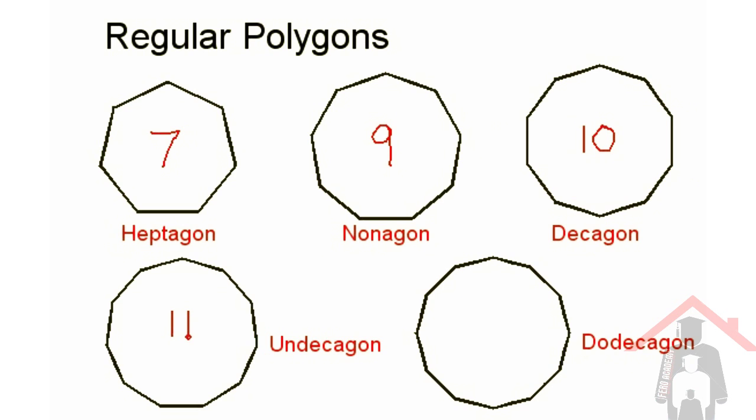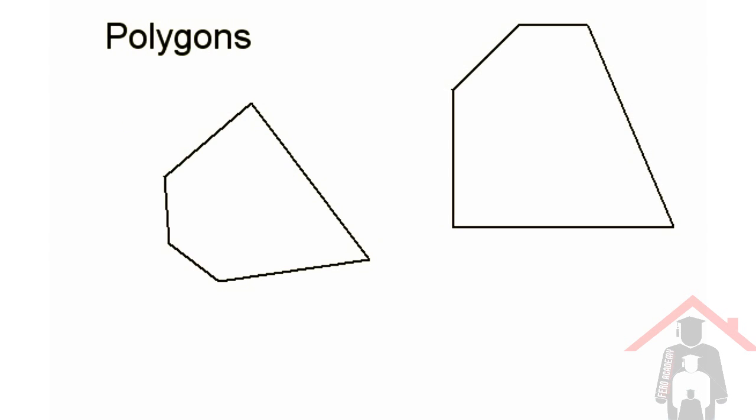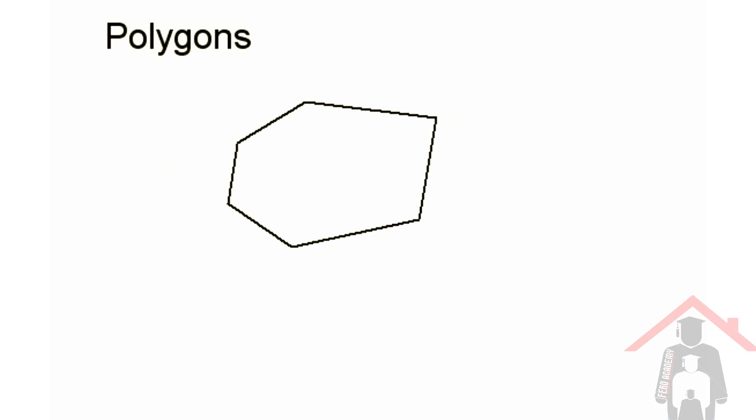An 11-sided shape is an undecagon. A 12-sided shape is a dodecagon. These are both irregular polygons because not all the sides and angles are the same. However, because they both still have 5 sides, they're both called pentagons. What's the name of this polygon? It has 6 sides, so it's a hexagon.